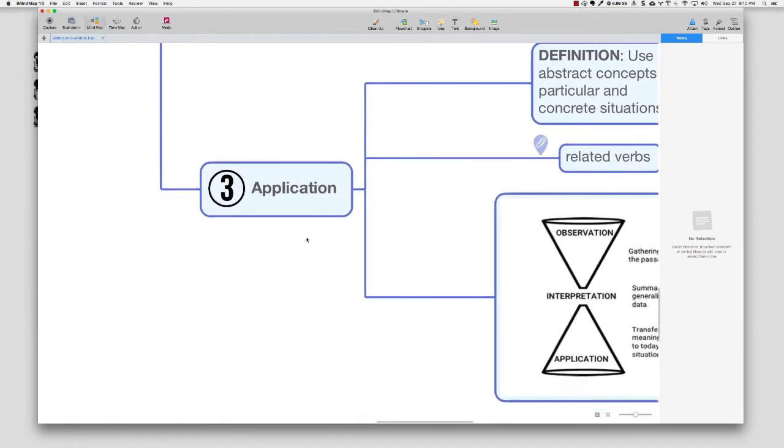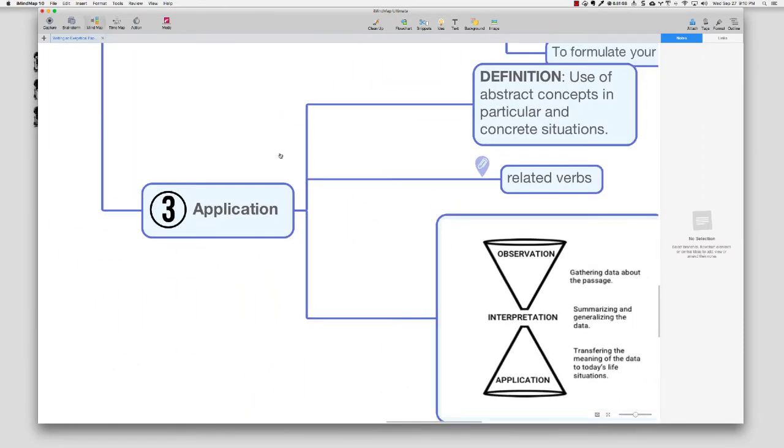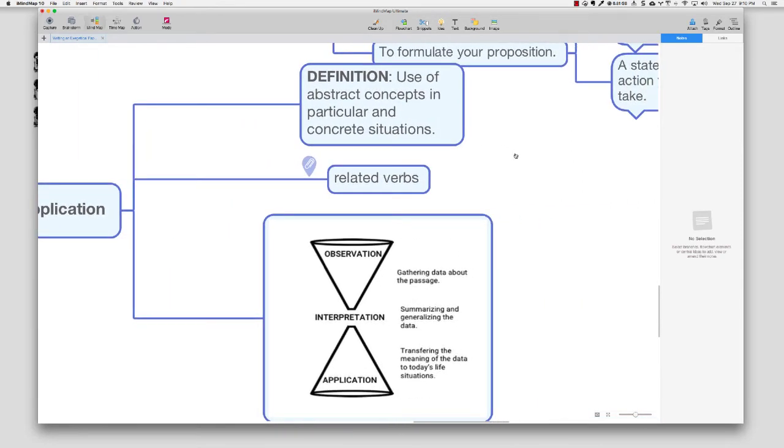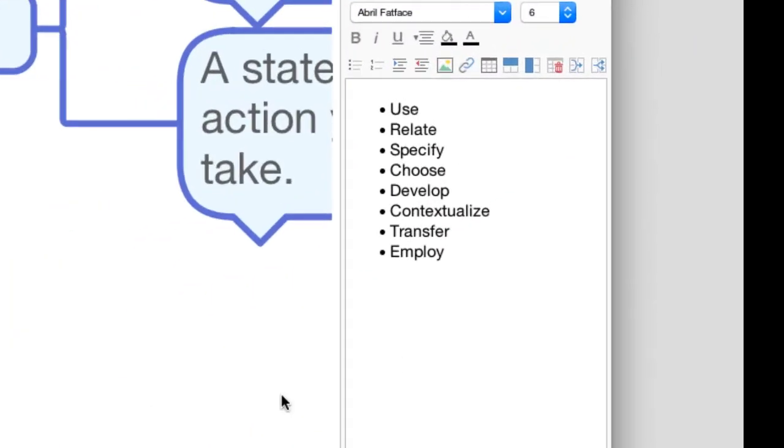Okay, and that takes us to the third part of the preparation phase, which is application. Application is the use of abstract concepts in particular and concrete situations. Here are some verbs related to the idea of application: to use something, to relate something, to specify, to choose, to develop, to contextualize, transfer. You're transferring the meaning of the text from its original context into the contemporary context. And to employ. Those are some verbs that can help you in your application of the text.